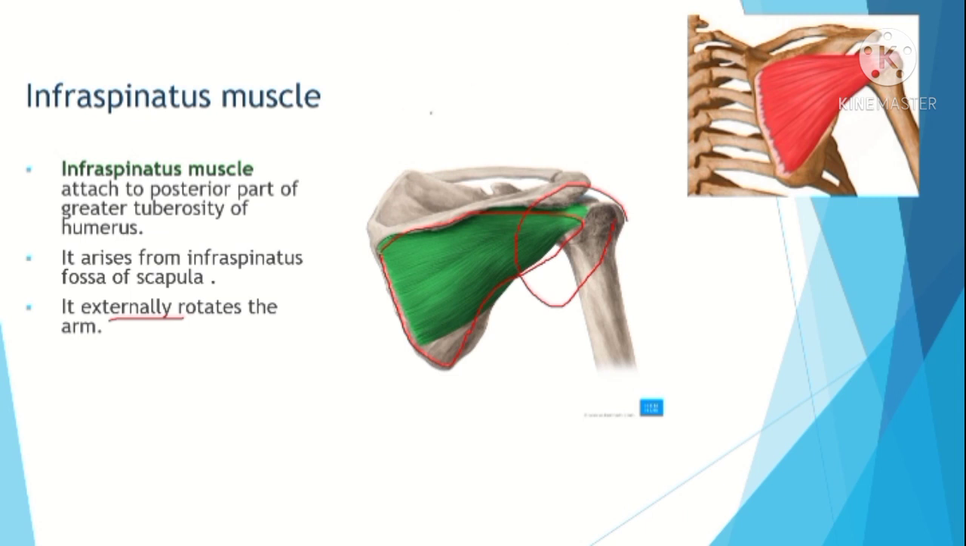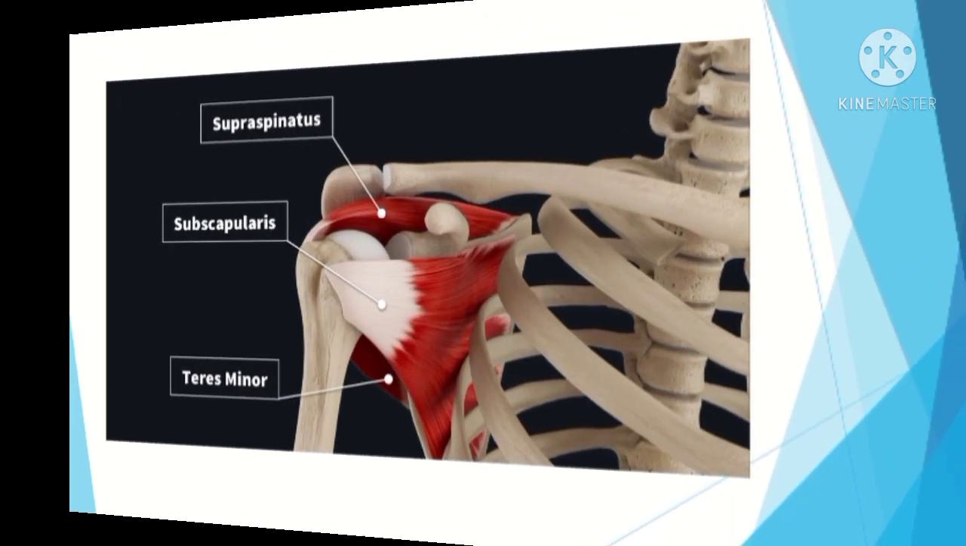First you have to learn the origin. Second you have to learn the insertion. Origin: it comes from the fossa. Which fossa? Infraspinatus fossa of the scapula. Where is it inserted? It is inserted to the posterior part of the greater tuberosity of the humerus. Yeah, the second muscle is clear. It is similar to supraspinatus, not a thing to worry about. Let's go to the teres minor muscle.